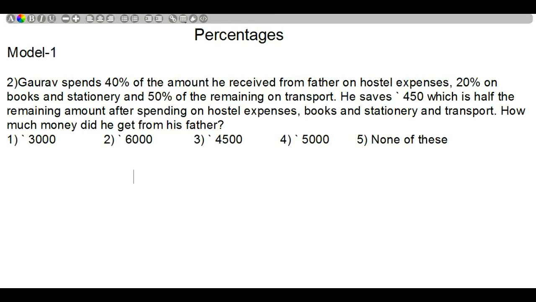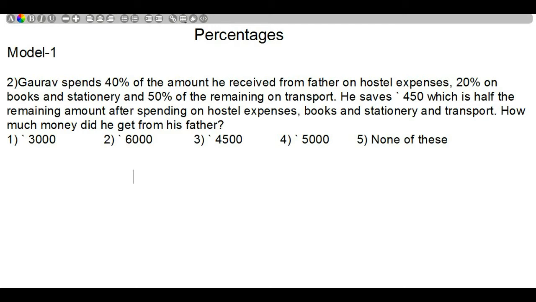The given question here is, Gaurav spends 40% of the amount he received from his father on hostel expenses, 20% on books and stationery, and 50% of the remaining on transport. He saves rupees 450, which is half of the remaining amount after spending on hostel expenses, books and stationery, and transport. How much money did he get from his father? So again, as you can see here, the monthly budget of Gaurav has been given, and we are supposed to find out the total amount that he has received from his father.